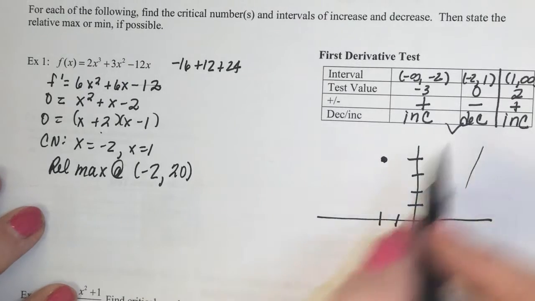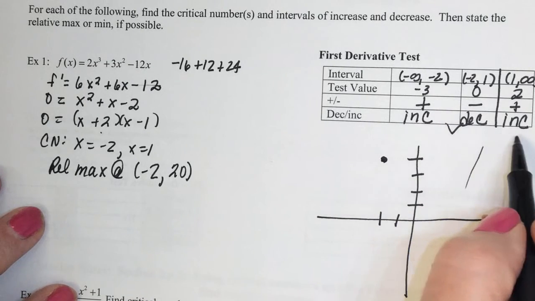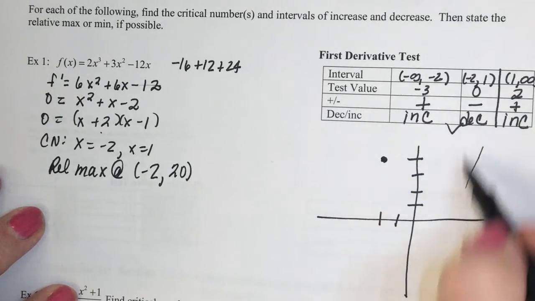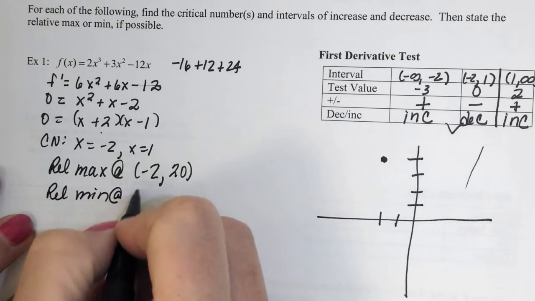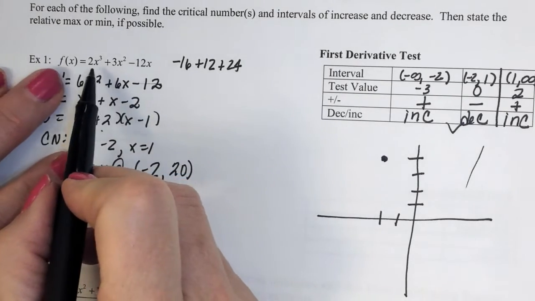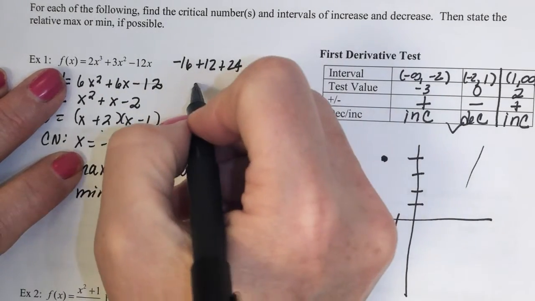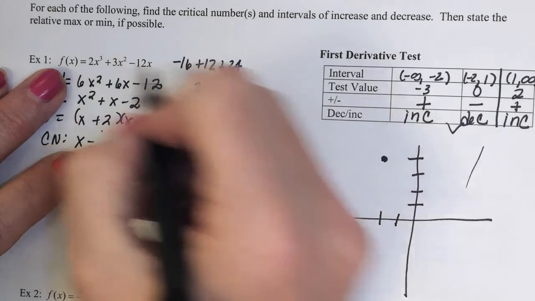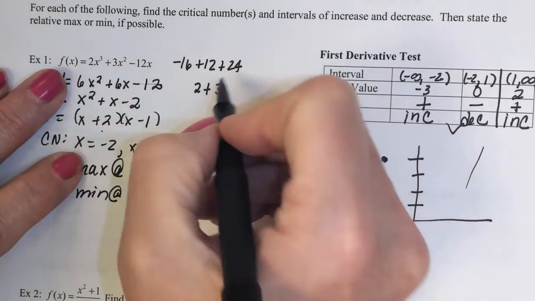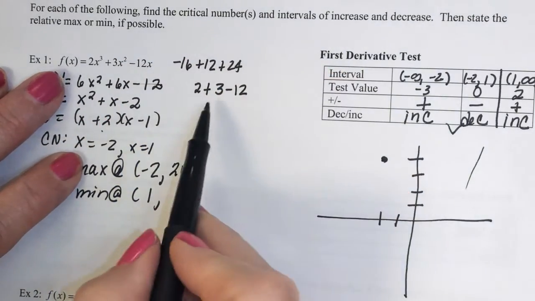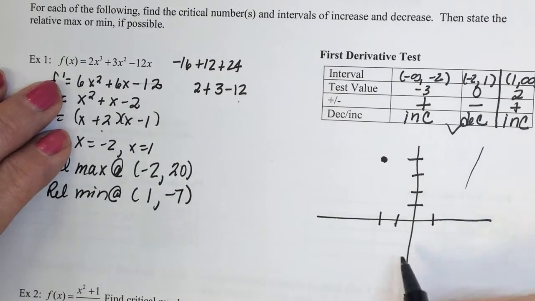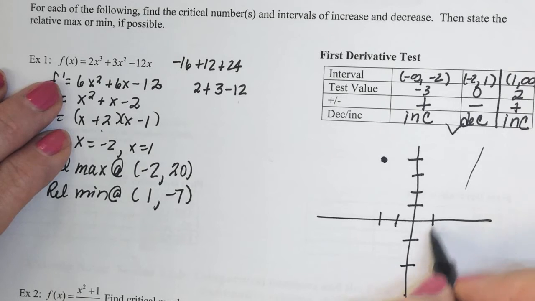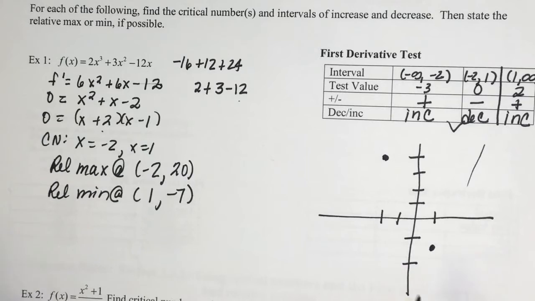Okay? Now, because we now go from decrease to increase, going down to up, we're going to have a relative min. That relative min is going to be at 1. Plug it back in here. 1 cubed is 1 times 2 plus 1 squared is 1 times 3. Negative 12 times 1 is just minus 12. So 5 minus 12 is negative 7. So at 1, and then I'm going negative 5, negative 10. So negative 7 is right about there. That's going to be my relative min.